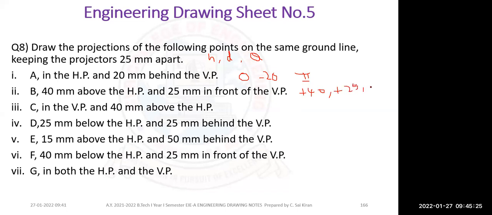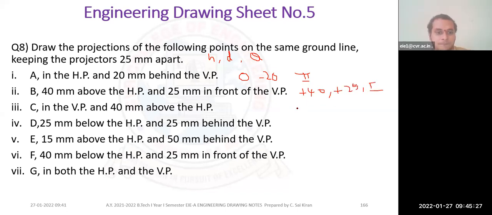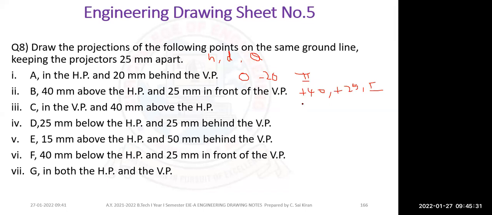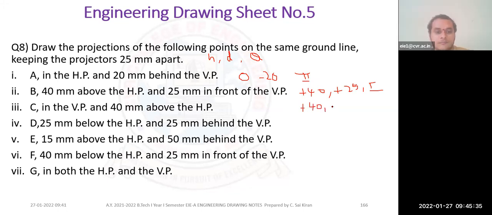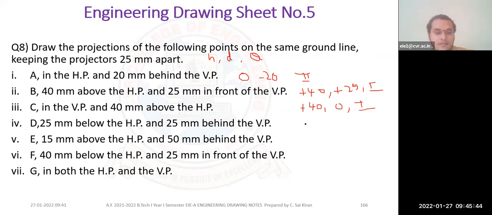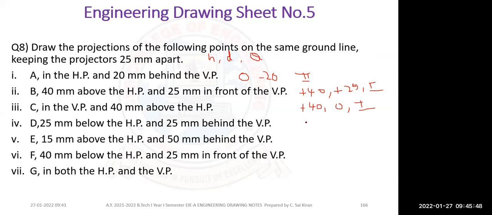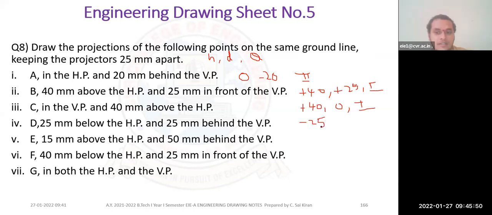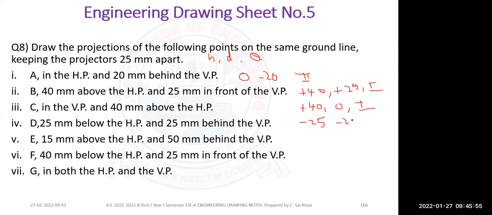For the C, what is the H value? Plus 40. What is the D value? 0. What is the quadrant? First quadrant. And letter D, H value? Minus 25, sir. What is the D? Minus 25, sir. What is the quadrant? Third quadrant.